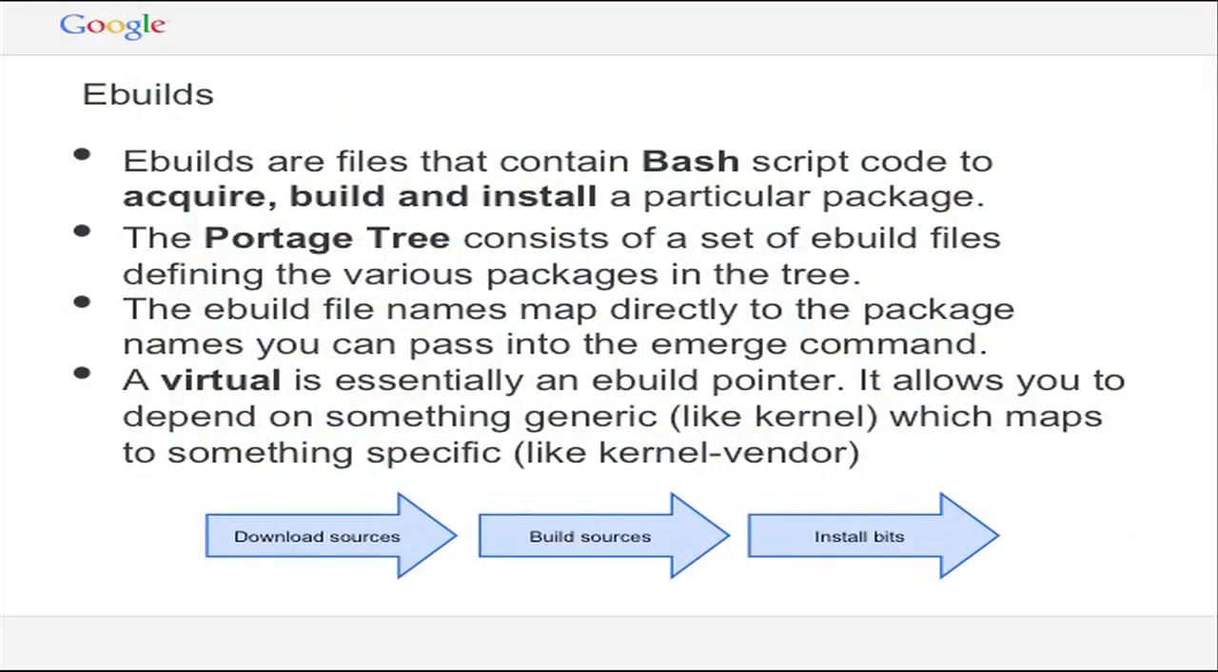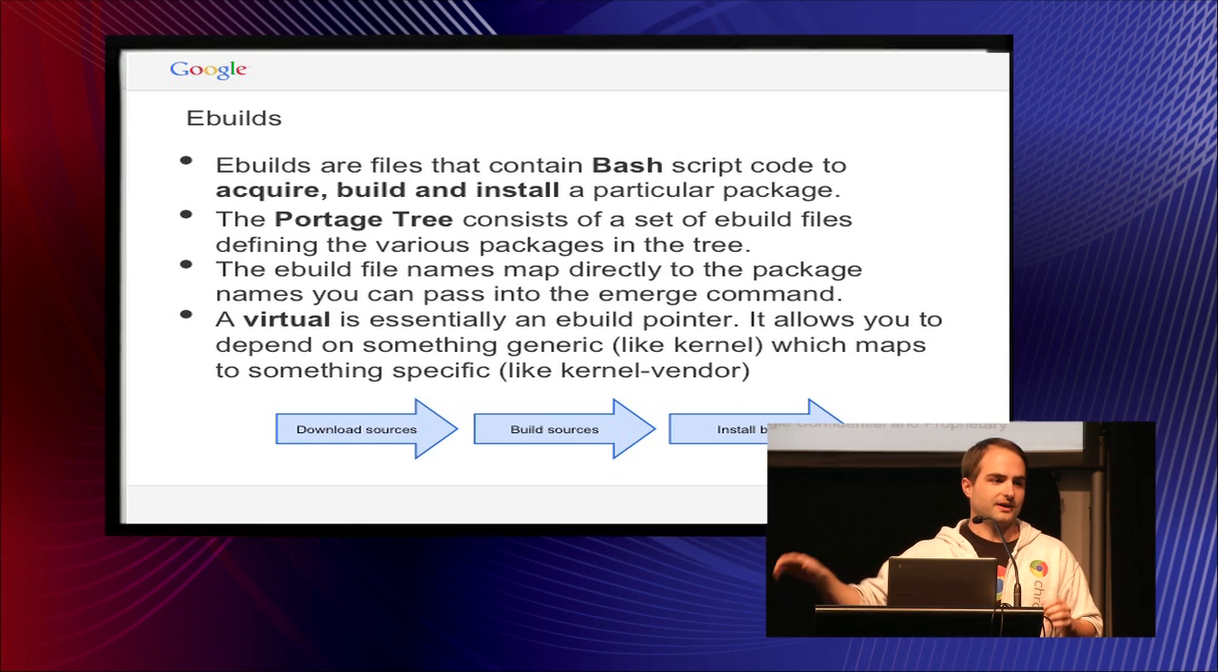A virtual is basically the same as an ebuild, except it's kind of like a pointer. So you would have a virtual if you had a package, say, firmware, but you didn't know which particular type of firmware you might want. So you would make a virtual called Chrome OS Firmware, and then that would actually point to a particular ebuild that actually contains the pieces you want. That way you can just build one thing and have it always bring in what's needed for a particular board. Okay? Any questions on ebuilds?